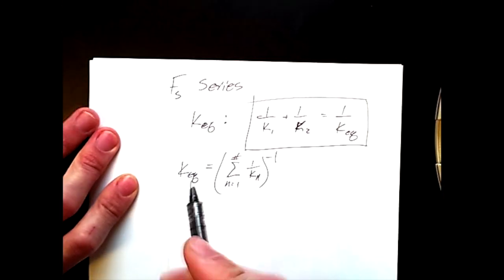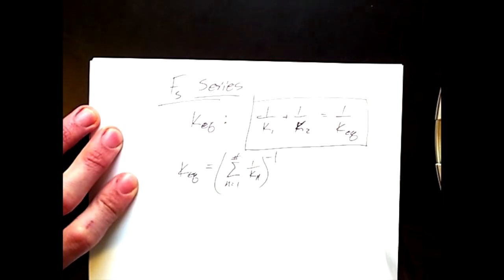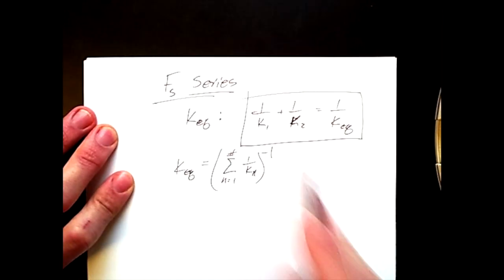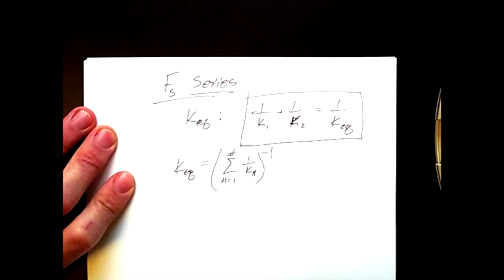If you'll notice, this is the series combination for the force of a spring as compared to the parallel combination of resistors that we saw in DC circuits. And so it's a similar analysis.